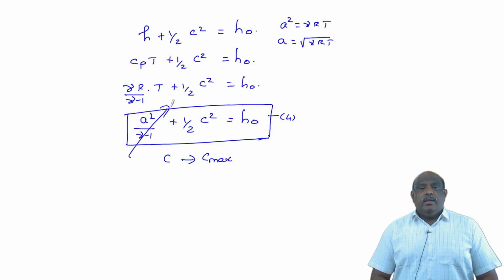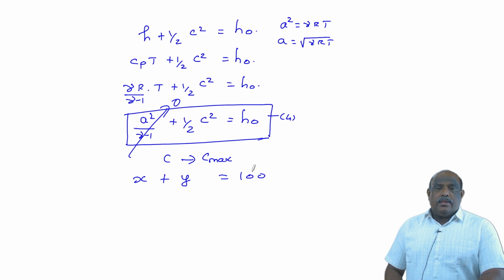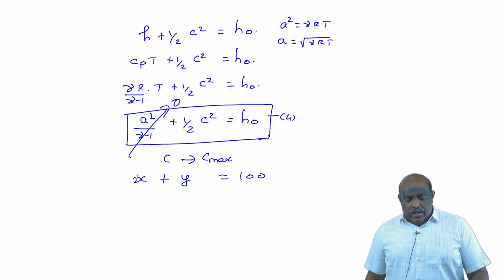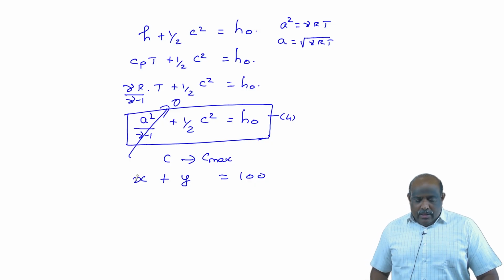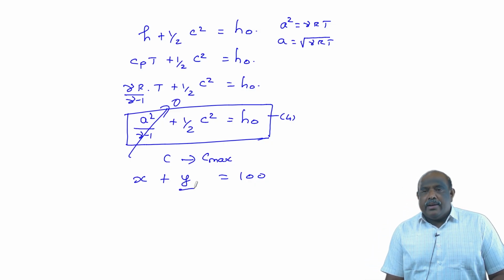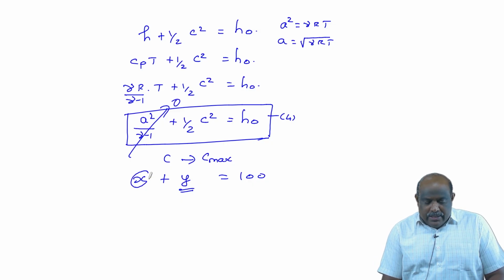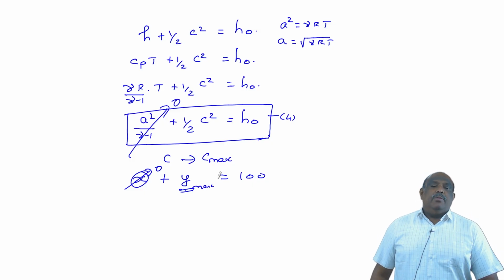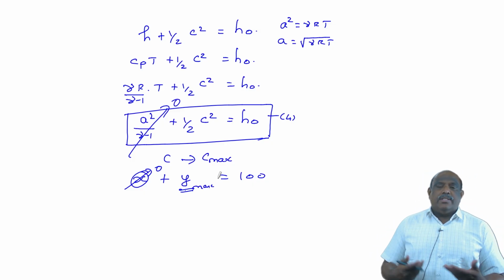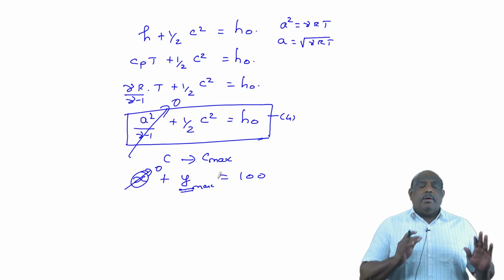Or I will tell you like this. This x plus y contributes to 100. Let us assume that x is A squared by gamma minus 1, and y is half C squared, so x plus y is equal to 100. Now y will become 100, or y will be the maximum value, when x equals 0. When this term becomes 0, y should become y max. So I will recall once again: if I want C to become C max, then the first term should become 0.